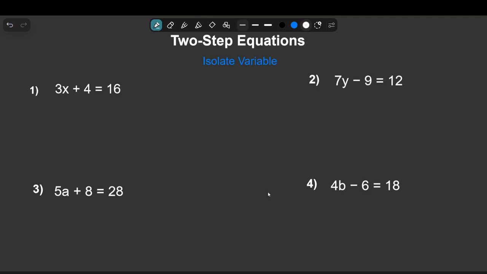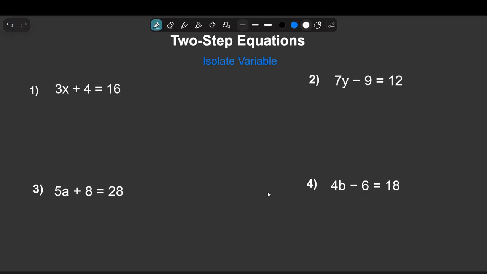And in this video I'm going to cover how to solve two-step equations. Now, when we solve two-step equations, it is actually very similar to solving one-step equations. We just have one more step we have to take to solve our equation.